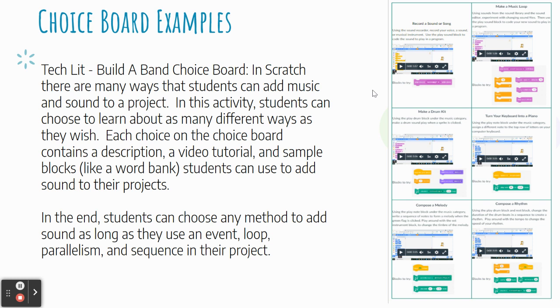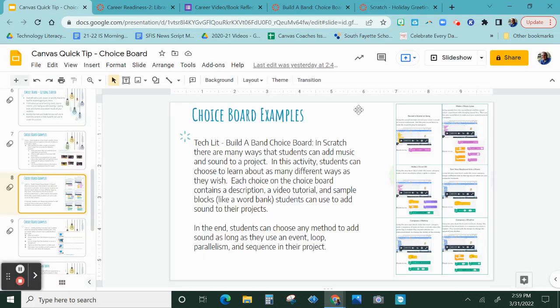In the end, students can choose any method to add the sound as long as they use an event, a loop, parallelism, and sequence in their project, which are all different coding concepts that students need to be able to demonstrate that they understand. So what does this look like in a Canvas course?